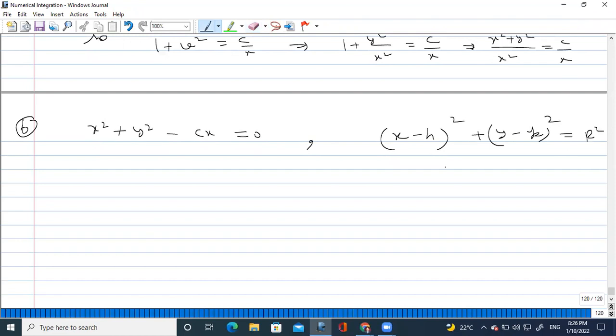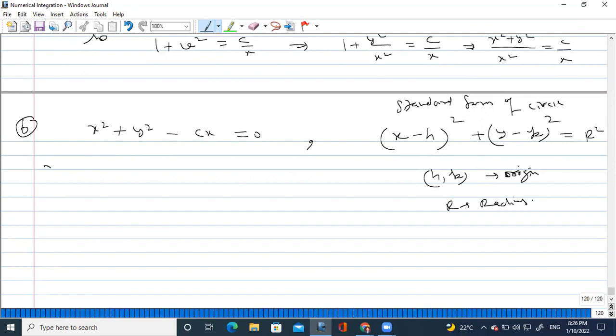Okay, so then this circle will have h and k as the origin, the center, of that circle. Understood? So this is the standard form of a circle, and r is the radius here. So can I make my equation in that form? That you have to think.